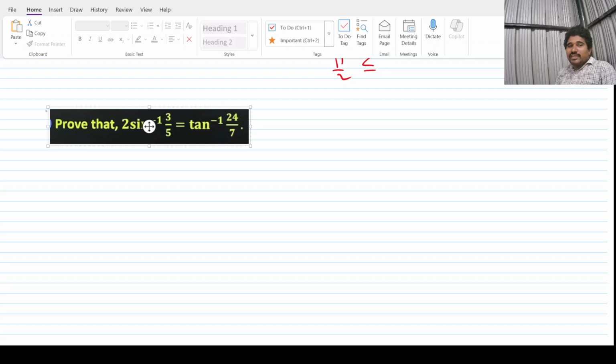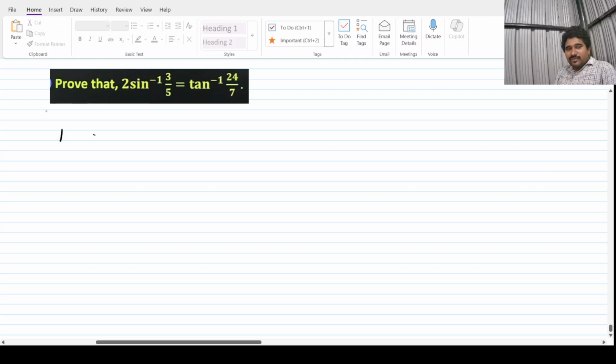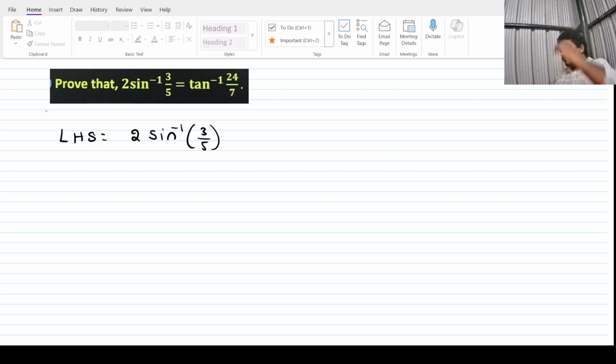Prove that 2 sin inverse 3 by 5 is equal to tan inverse 24 by 7. LHS: 2 sin inverse 3 by 5. RHS: tan inverse 24 by 7.